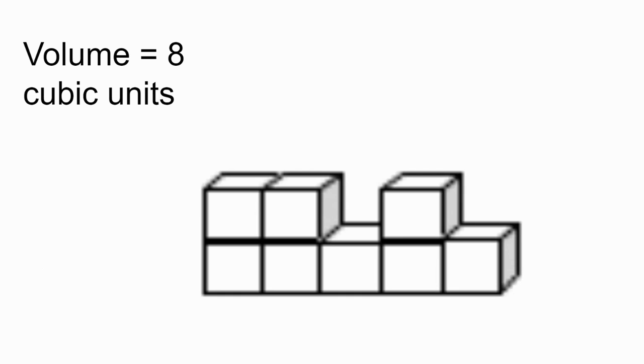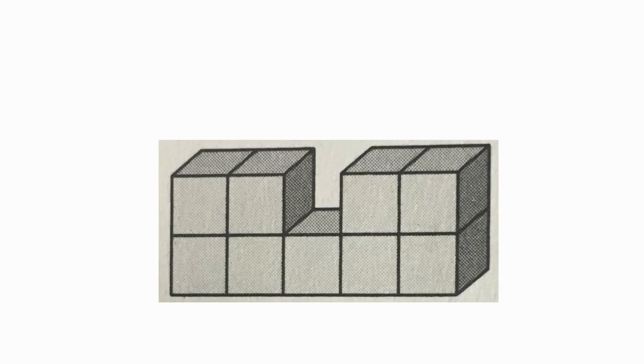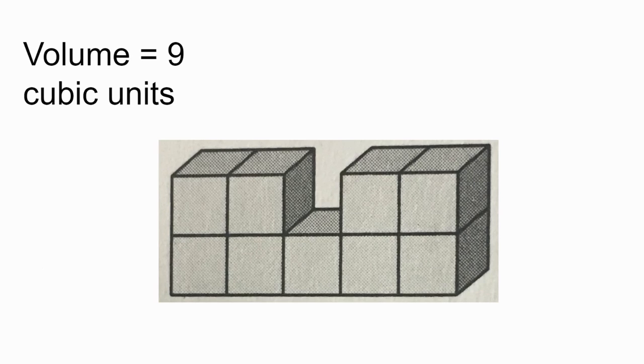So this isn't too bad, right? If you have simple shapes like this that are made out of cubes, to get the volume, you're just going to count the cubes. Pretty fun, actually, I think. Here's one more. And this one had 5 cubes, so its volume is 5 cubic units. And this one has 9 cubic units.